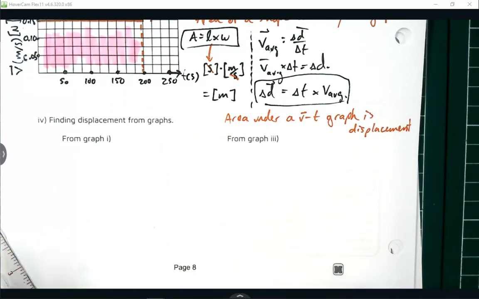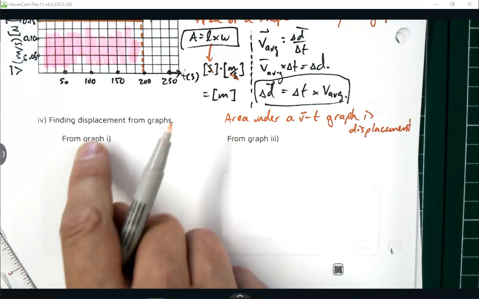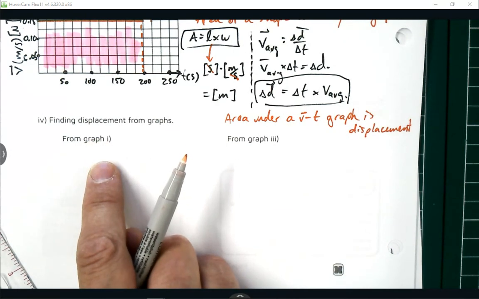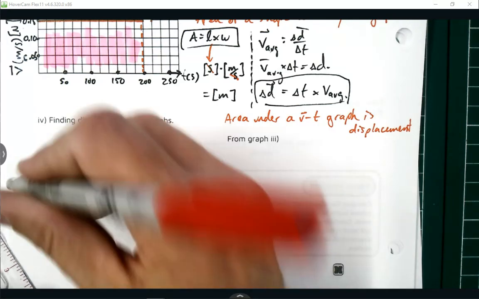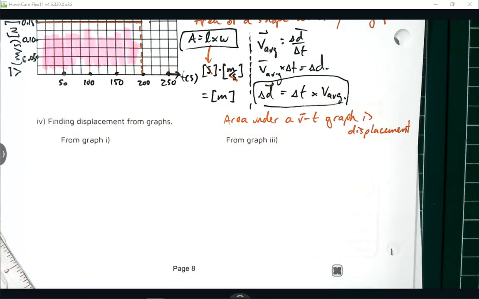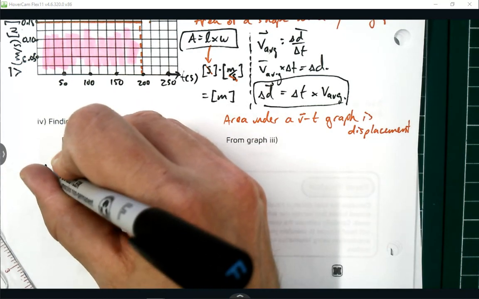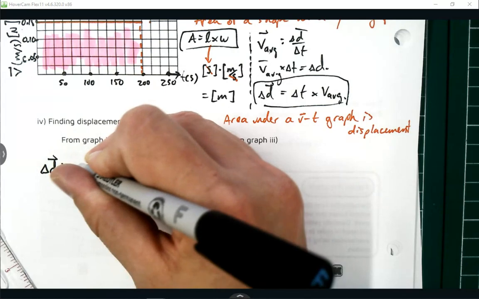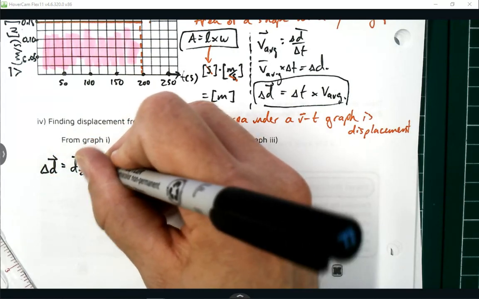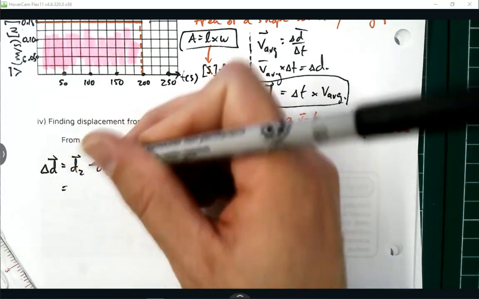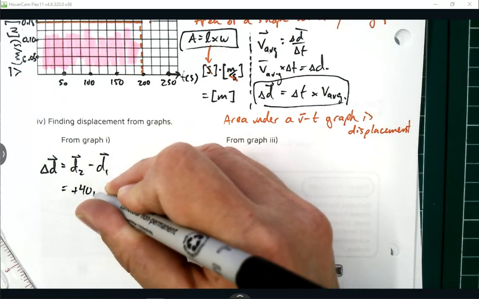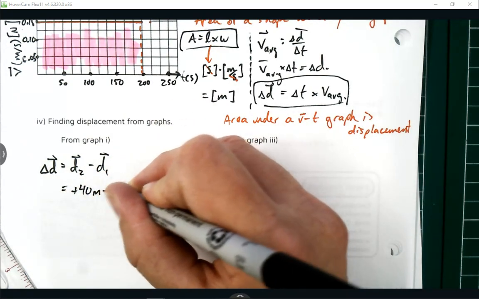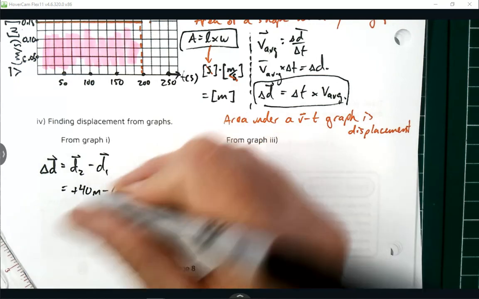Now, if I wanted to reflect on this and say, hey, I'd like to find the displacement from the first graph, I'll call it graph I, the one at the very top left-hand corner of the page. I could say, oh, that's easy. The displacement based on that graph, delta D, is D2 minus D1. That was actually what we called the rise for that graph, and it was just positive 40 meters, where positive is north, minus positive 10 meters, where positive was north, and we get 30 meters.